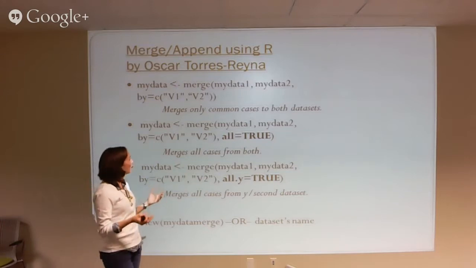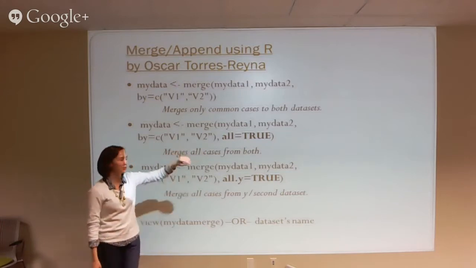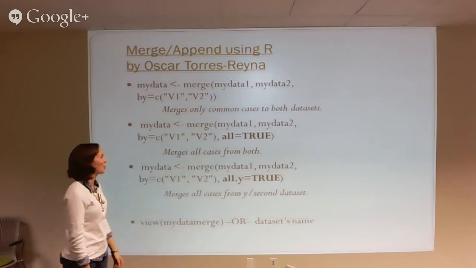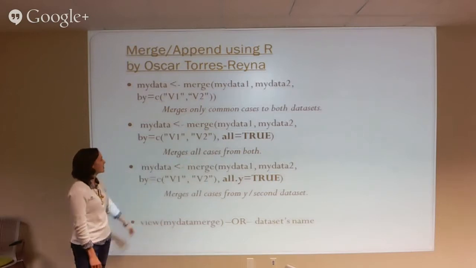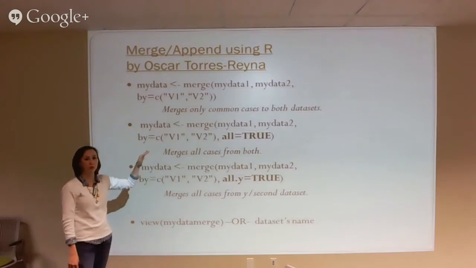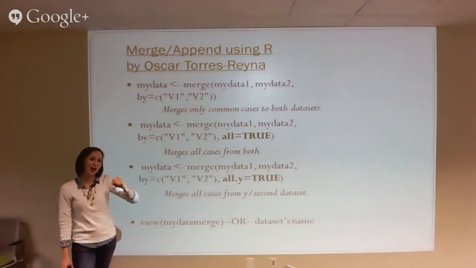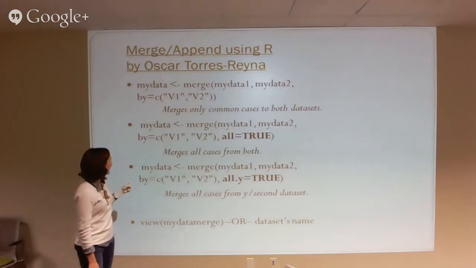So we want to include this all command, which is what I'm going to be using in my practical example, including all, and we want it to be true. By doing this, it's going to merge all the cases from both of those data sets, which is really what I wanted to do, right?